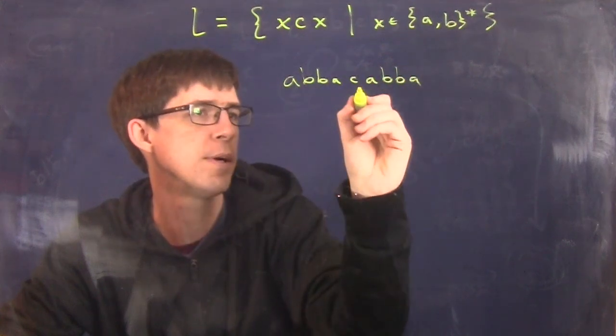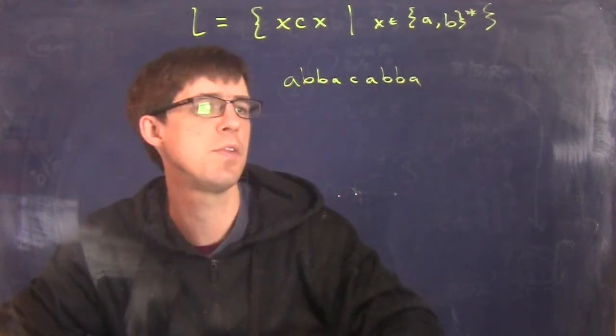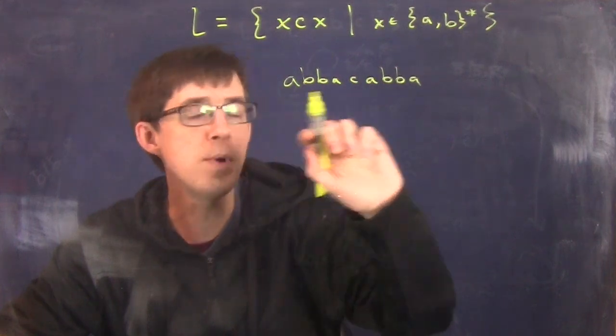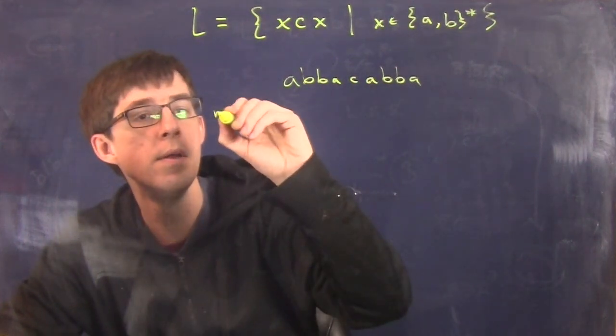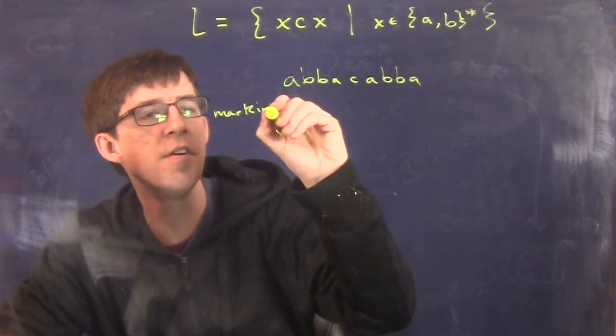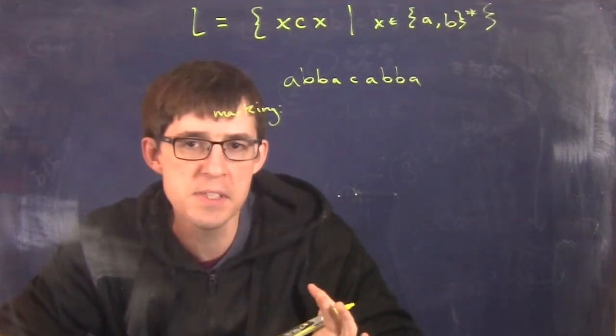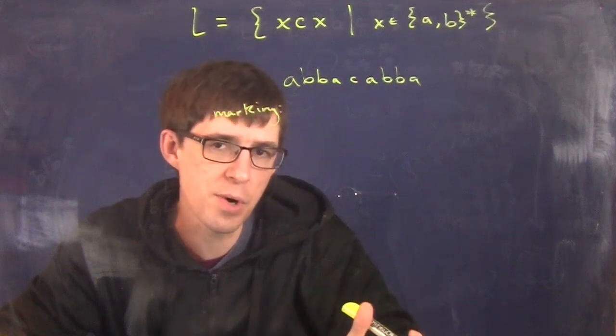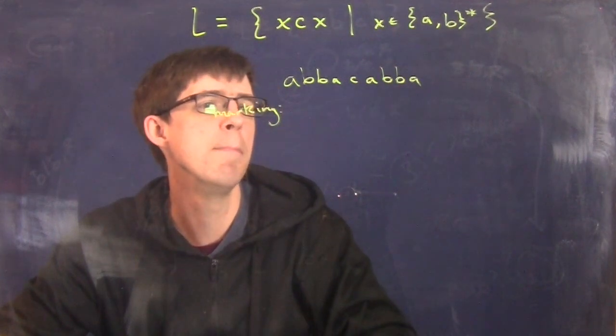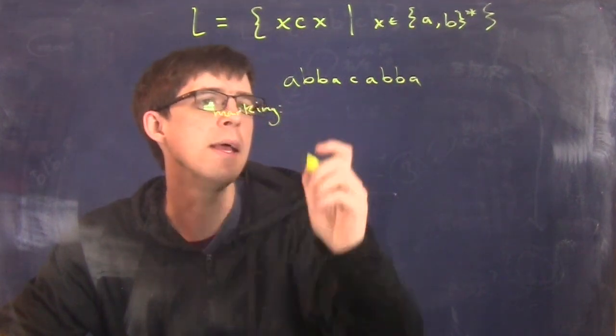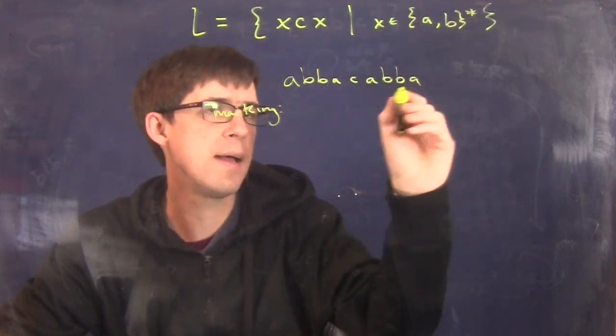It's something followed by C, followed by that same first thing again. And this one you can do, again, by marking. This idea of marking things on the tape is a pretty powerful strategy. It doesn't work in every example, but most of the examples that we're going to do are going to be based on marking. And the idea is you begin with that string.